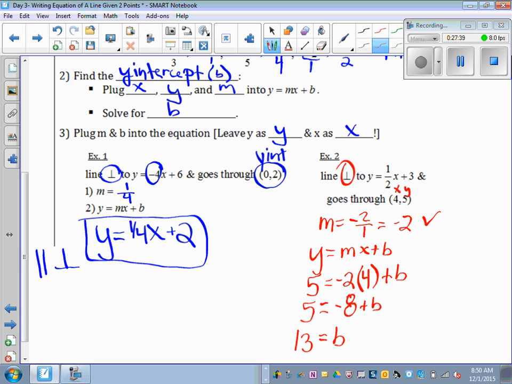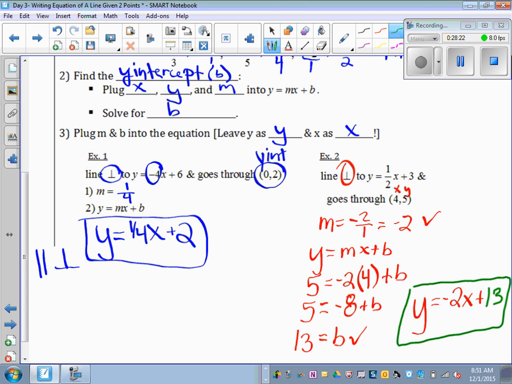So now I have my slope, I have my b value, my y-intercept, so all I need to do is put it into my equation. -2x plus 13. Again, exact same thing for every single type of problem we've been doing for these first 3 days of our unit. Take your information to find your slope, take your information to find your b value, and then put those into your equation. Alright, questions on our notes today?